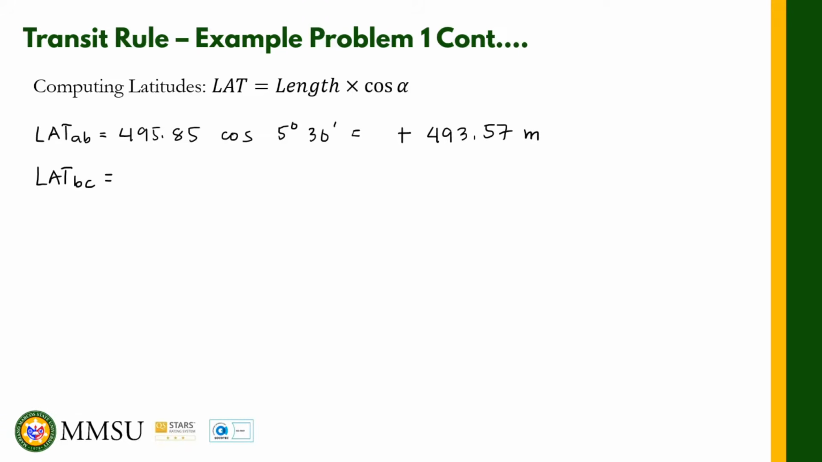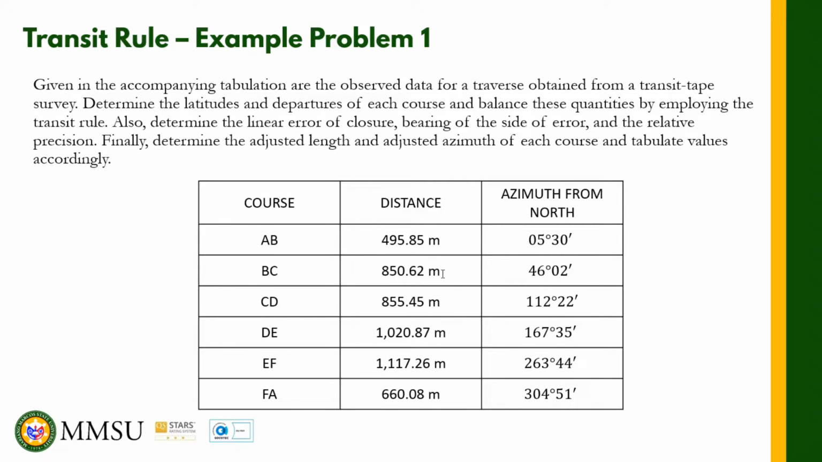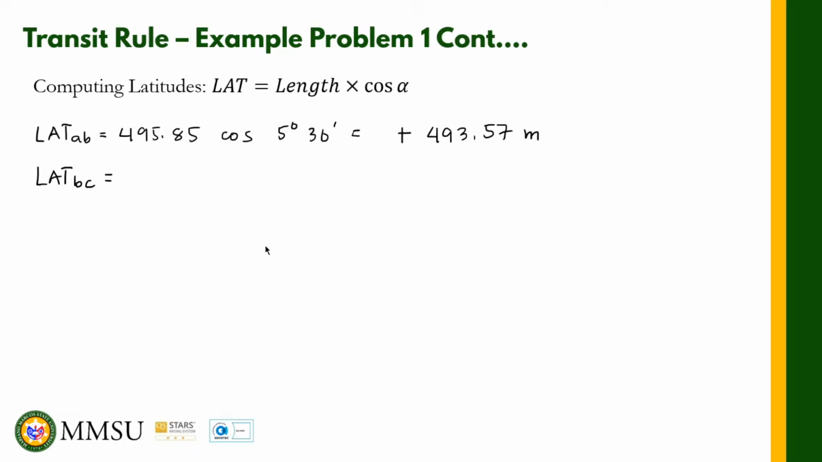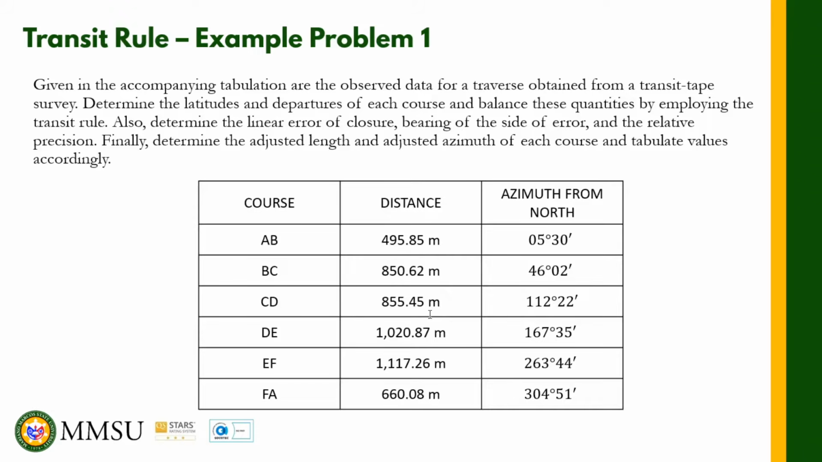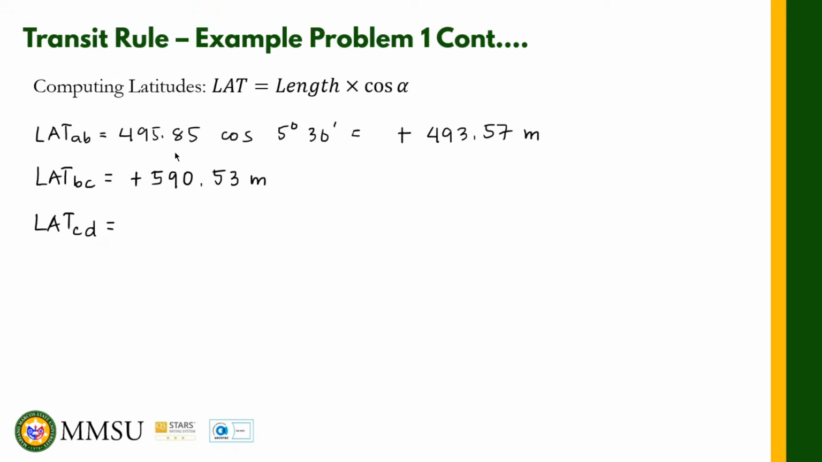All right. So for the next course, we have the latitude of BC. The length of BC is equal to 850.62 multiplied by the cosine of 46 degrees, 02 minutes. Okay, if we multiply that, we come up with positive 590.53 meters. Next, for the next course, we have the latitude of CD. The latitude of CD is equal to the length of CD, 855.45, multiplied by the cosine of 112 degrees, 22 minutes. And we come up with negative 325.53 meters.